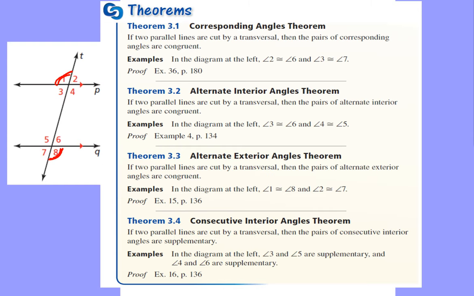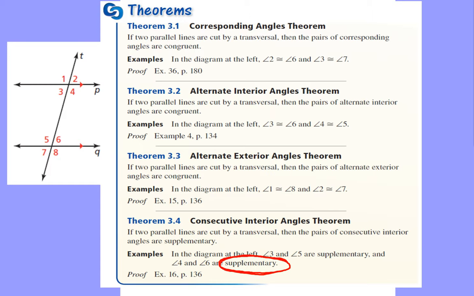And last but certainly not least, our consecutive interior angles, always what seems to be the forgotten soul. Be careful, the consecutive interior angles are supplementary. So I can say that 4 plus 6 add up to 180, and 3 plus 5 also add up to 180. So they are supplementary, not congruent.